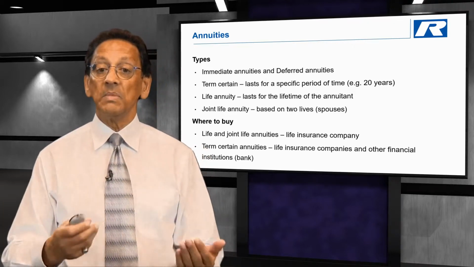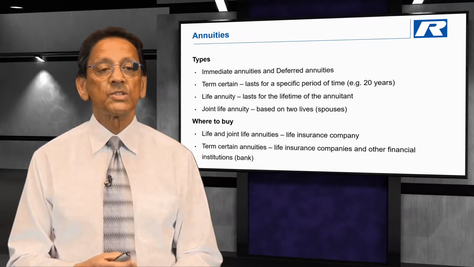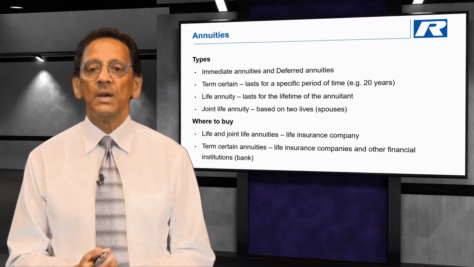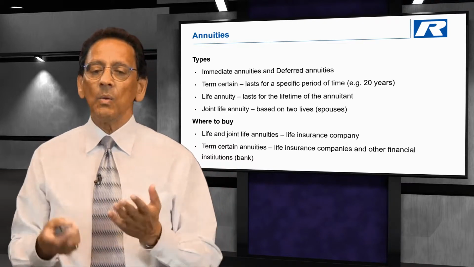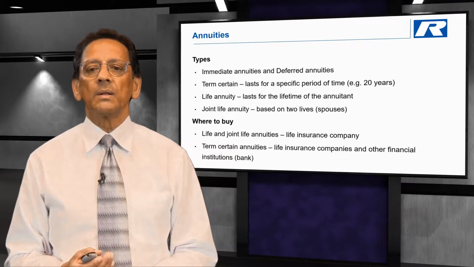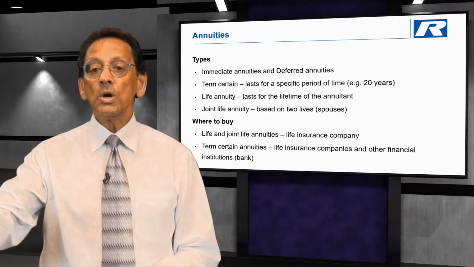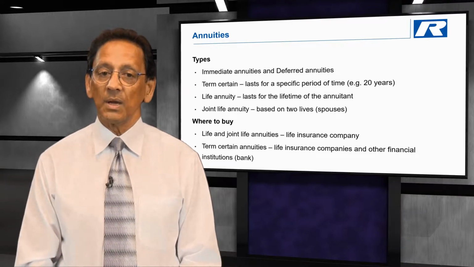This is called an immediate annuity. We also have deferred annuities. A deferred annuity says, here's my deposit, but I don't want to start receiving income yet. I will let you know when I want to start receiving income.